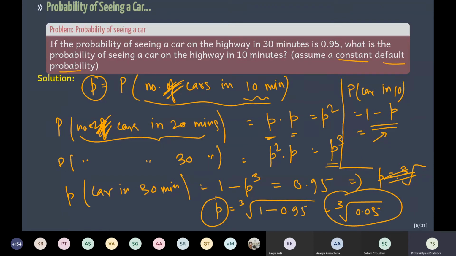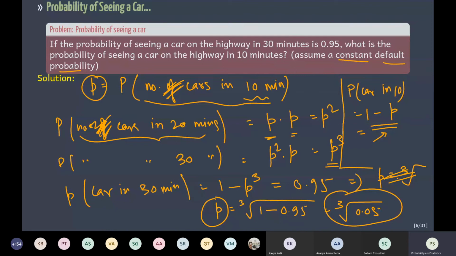So the way we started with is probability. Let us assume that the probability P is the probability that I don't see a car in 10 minutes. Then the probability that I don't see a car in 20 minutes, because there's a constant default probability. So from 0 to 10 minutes and 10 to 20 minutes, if I don't see it, then if I go further in that branch, I don't see it again, so with the same probability P.